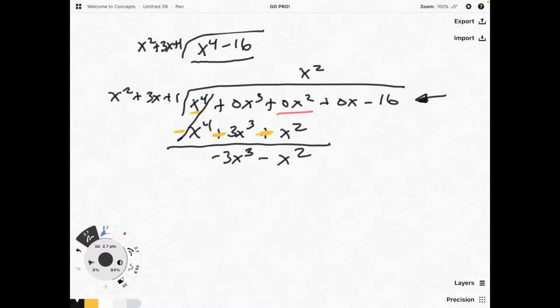Okay, next we ask ourselves, how many times can x squared go into negative 3x cubed? And the answer is negative 3x times, because if we multiply negative 3x by x squared, we are going to get negative 3x cubed. Now when we multiply this negative 3x by 3x, we're going to get a negative 9x squared, and then negative 3x times 1 gives us a negative 3x.